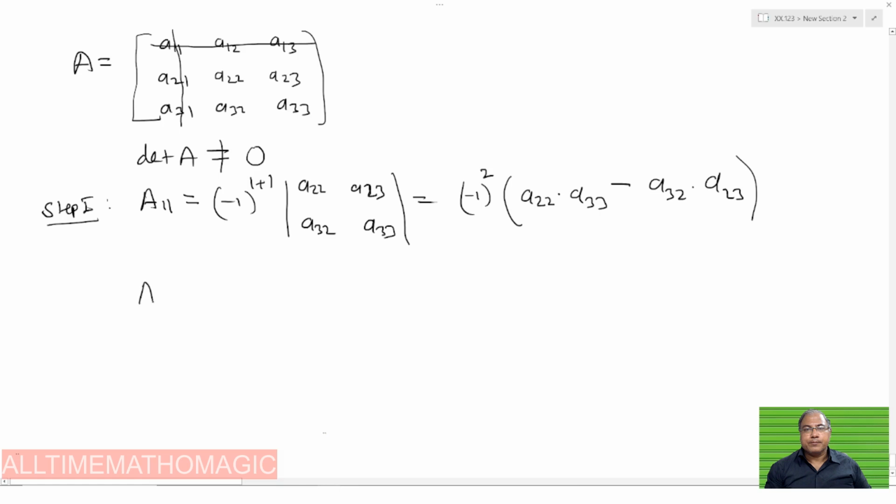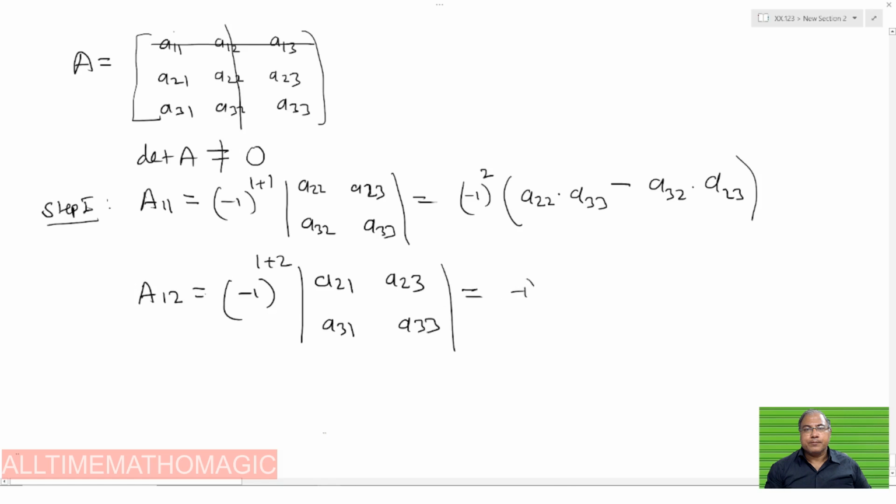And similarly, we can find A12, that is equal to minus 1 raised to 1 plus 2. And what are the numbers here? 1 and 2. So first row and second column deleted. What do you see now? A21, A23, A31 and A33. So this is equal to minus 1 raised to 3. And here again we find the determinant: A21 A33 minus A31 multiplied by A23.